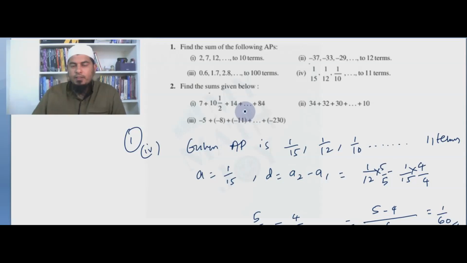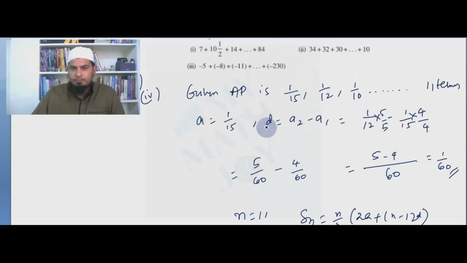Among this second bit, 3 questions, 1 question I'll do for your sake. I'll do the first one because the fraction value is there. You may think that I should do it. Okay, let's move on to question number 1.